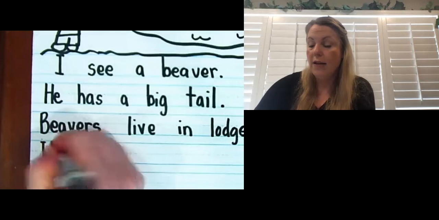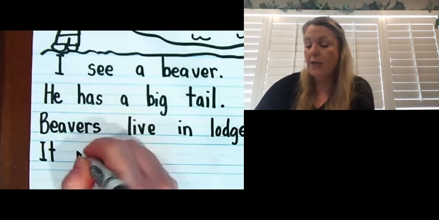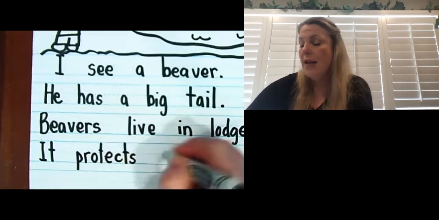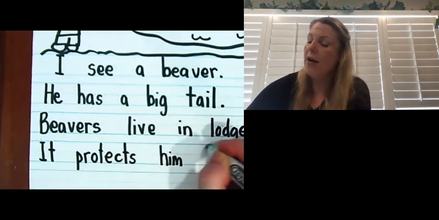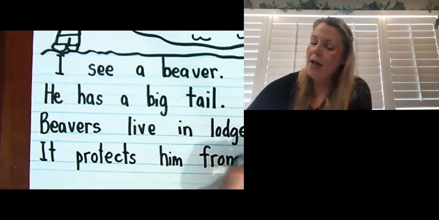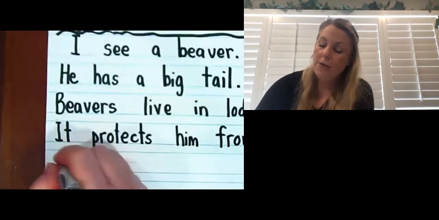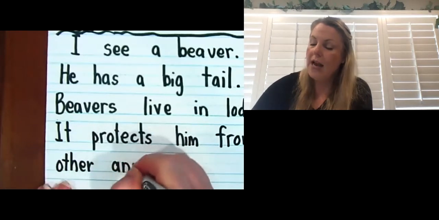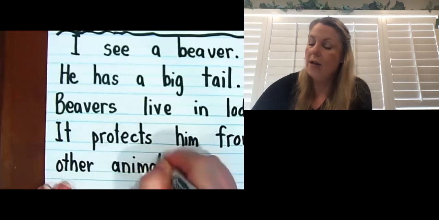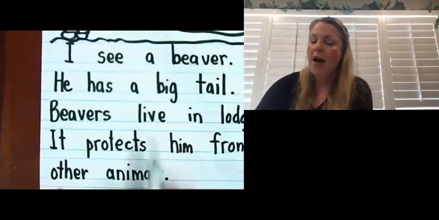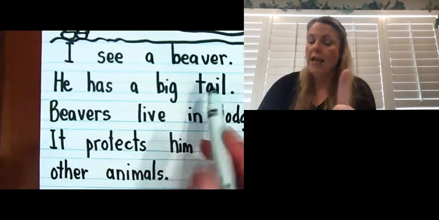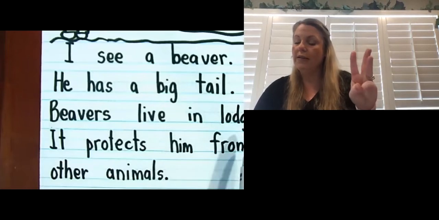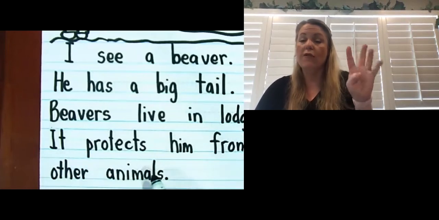It protects, P-R-O-T-E-C-T-S, protects him from, F-R-O-M, other, O-T-H-E-R, animals, A-N-I-M-A-L-S. All right. I see a beaver, one sentence. He has a big tail, 2 sentences. Beavers live in lodges, 3 sentences. It protects him from other animals, 4 sentences.